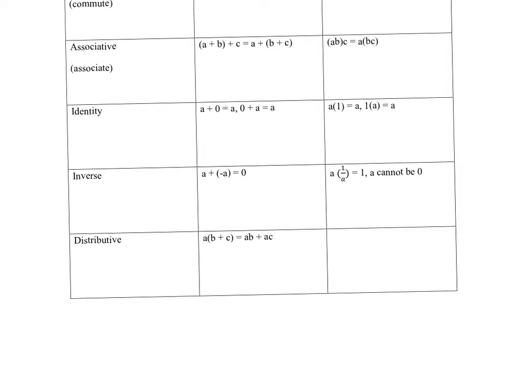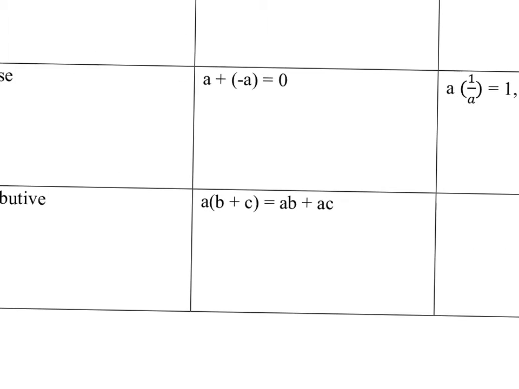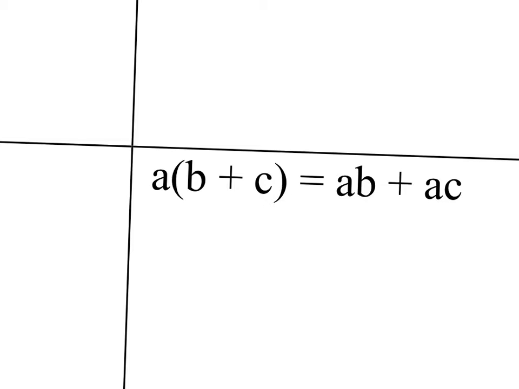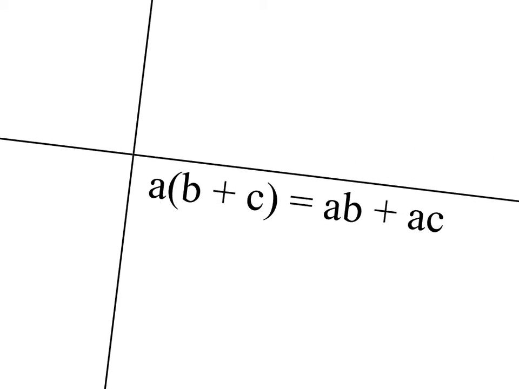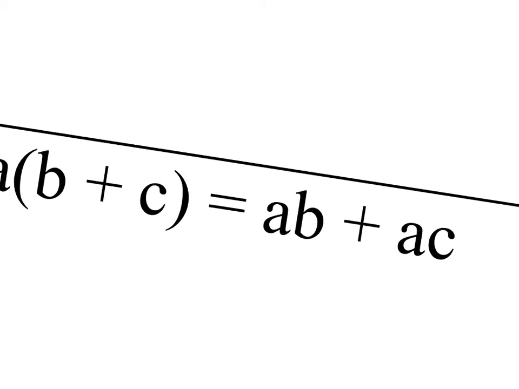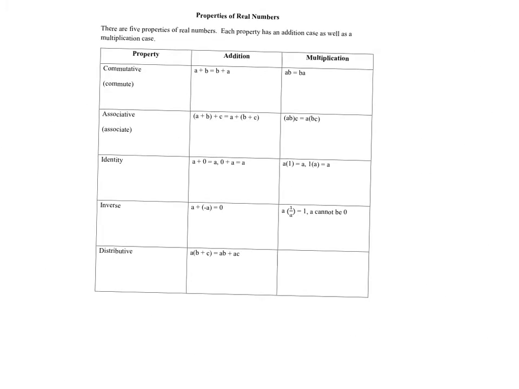The only one that's solo is the distributive property. You have a number on the outside of parentheses. We know we can distribute that to the inside, keep the sign there. So this becomes A times B plus, and that addition sign doesn't go anywhere, and we distribute the A to the C as well, so we get A times C. Those are our 9 properties.